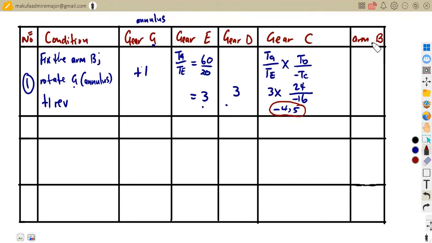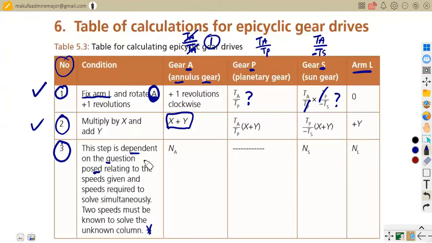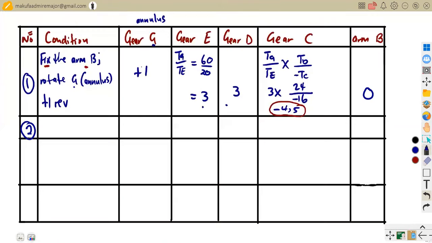The arm is fixed, so there's no movement there. It's a 0 there. There's no rotation that is going to take place. So that is what you're going to have. Then we move to the second condition where we said we are going to multiply by x, add y. These are the fixed stages here. What we got here, we multiply by x, we add y. That is what this stage simply indicates or simply means.